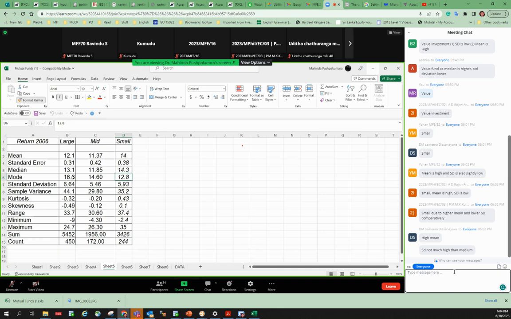All the others, 16 and 14, the investor selects small funds.